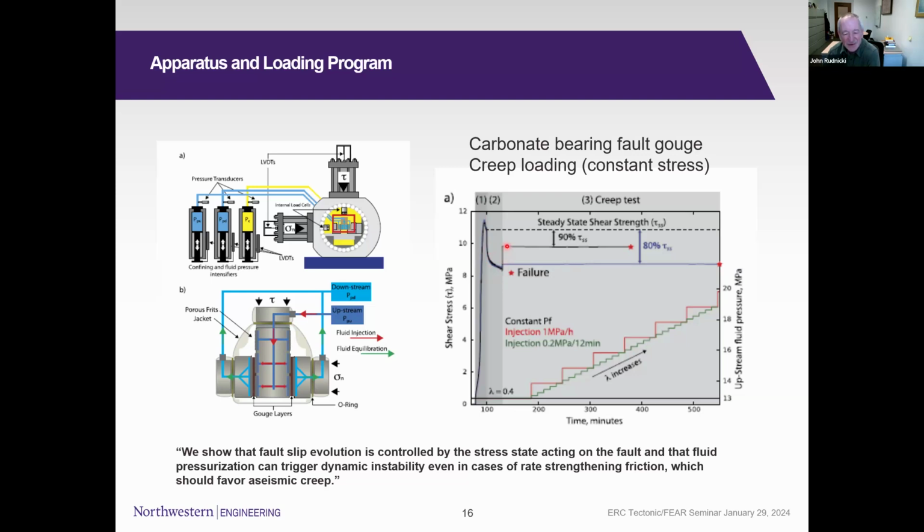Then they increase the shear stress to 90 or 80% of the steady state level, creep for another hour, and then hold the shear stress level constant and begin injecting pore fluid. And they do that at two rates, one megapascal per hour and 0.2 megapascal per 12 minutes. So they have the same average injection rate. And one of their main conclusions is that fluid pressurization can trigger dynamic instability even in cases of rate strengthening friction. So we'll talk more about that in a second.